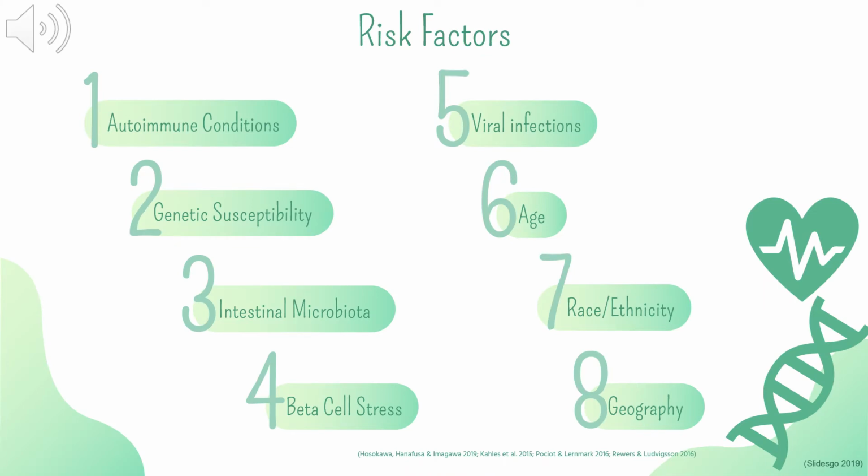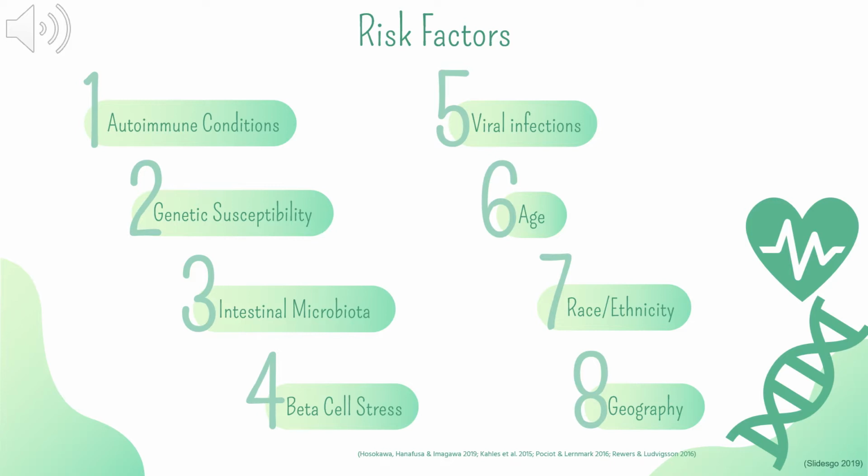There are several risk factors which can cause type 1 diabetes. The first one is autoimmune conditions. Type 1 diabetes is an autoimmune condition because it causes the body's immune system to turn against itself. There are other autoimmune conditions that may share a similar human leukocyte antigen complex, and therefore, having one of those disorders may make you more likely to develop type 1 diabetes.